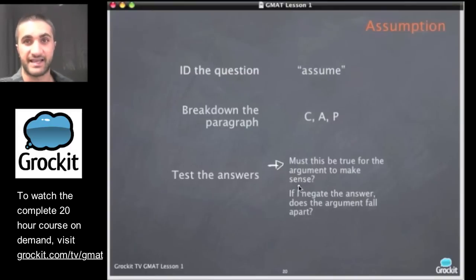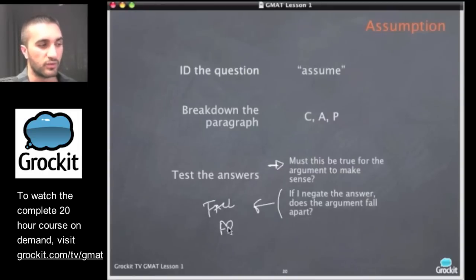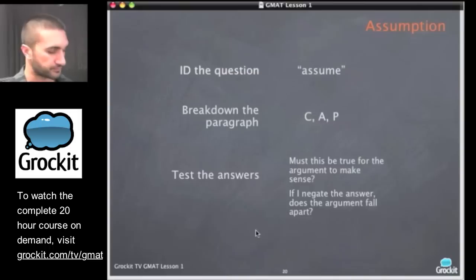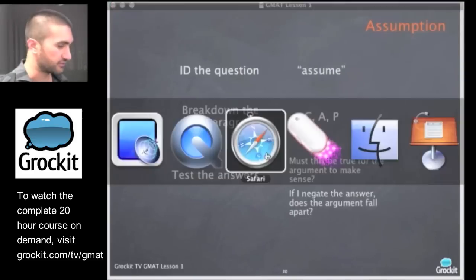And then there's even a second test that we can employ on assumption questions. When we have the answer that we think is the assumption, I don't actually like to try this test on every answer choice right off the bat because it ends up taking too long. But when I have what I think is the assumption, I want to double check it by negating it, and if I do negate it, the argument will fall apart. And so we'll try that as well. So let's go ahead and jump into a couple of example assumption questions so we can see how this works. ID the question, break down the paragraph, test the answers.